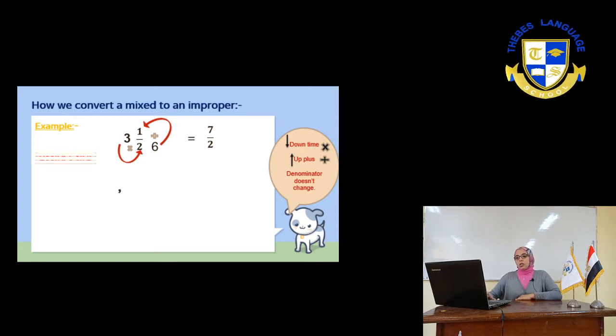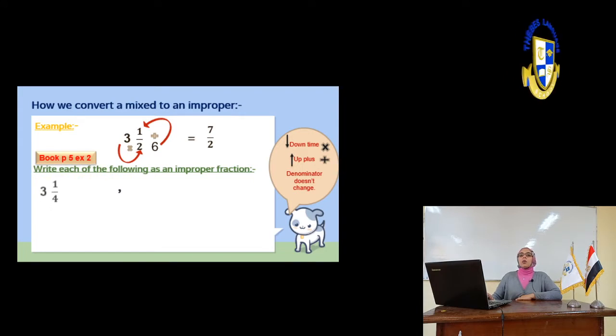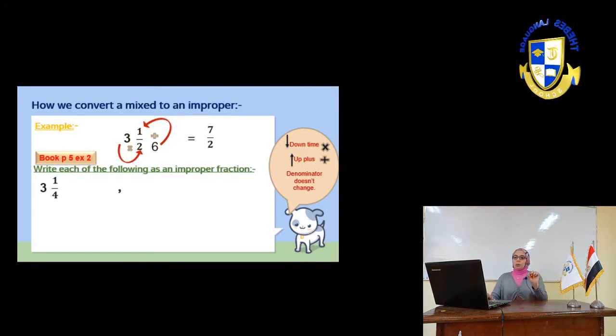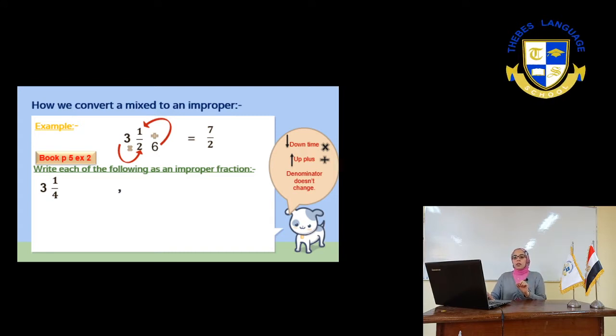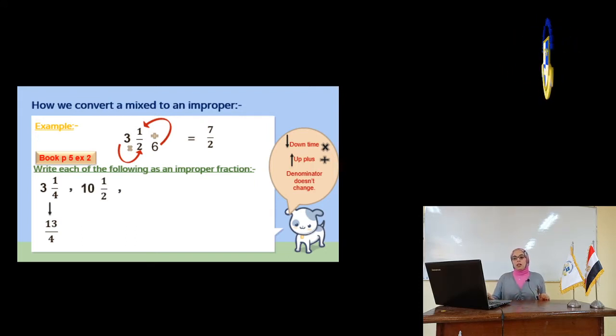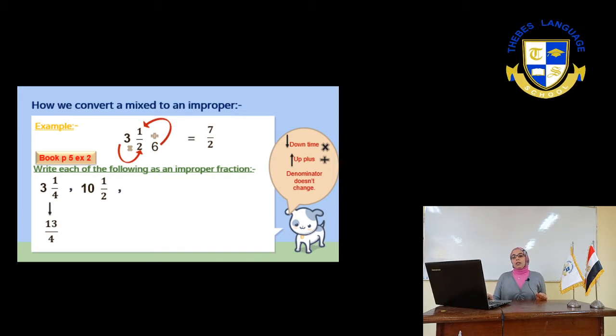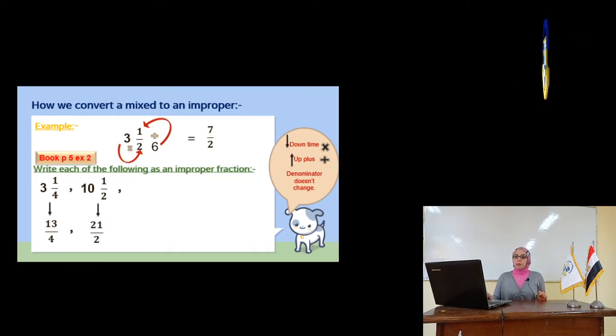Now, we have an exercise. Write each of the following as an improper fraction. 3 and 1/4. How do we do this? Take 3, multiply it by 4. 3 times 4, 12. 12 plus 1, it will be 13. So, this mixed number we can write in an improper form. It will be 13/4. Next mixed number, it will be 10 and 1/2. 2 times 10, 20, plus 1, 21/2.